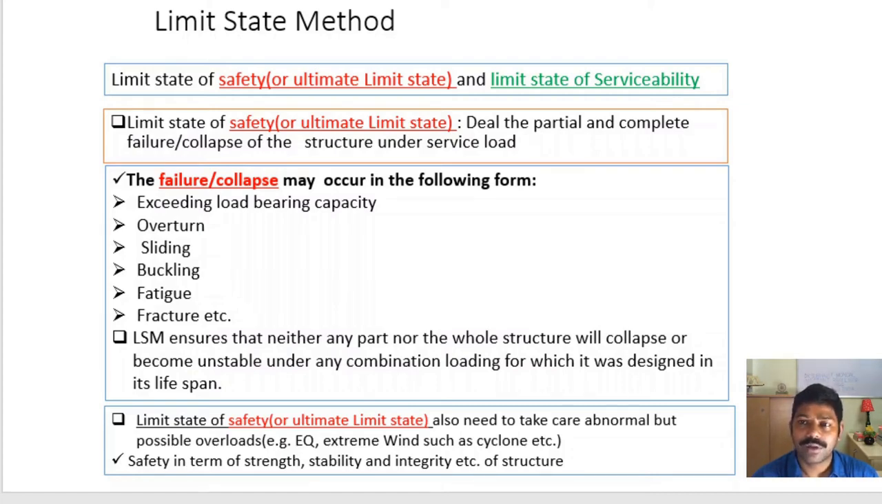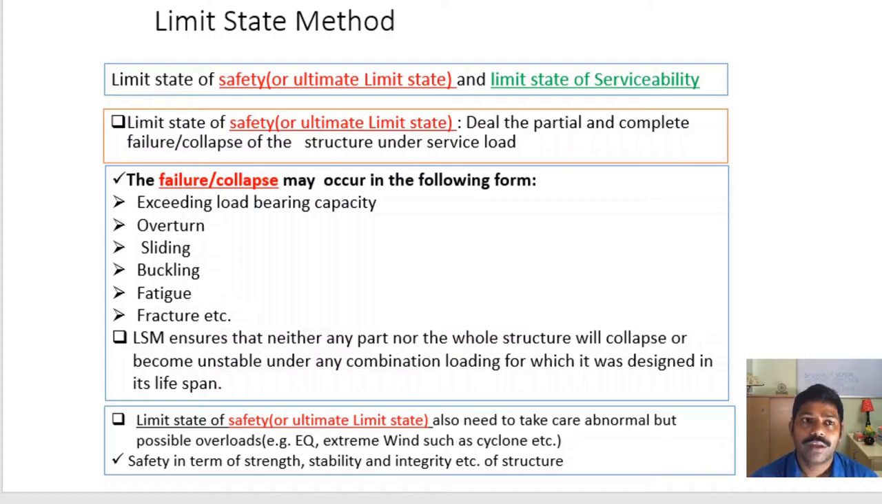Basically, the limit state method will give you safety against strength, stability, and integrity of the structure. Integrity means that there will not be any partial failure; the different components of the structure will remain intact. Stability means it will not overturn or slide. And strength means it will not fail due to failure of the material, either concrete or steel.